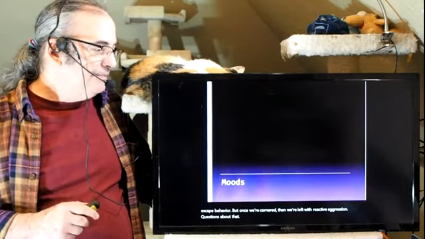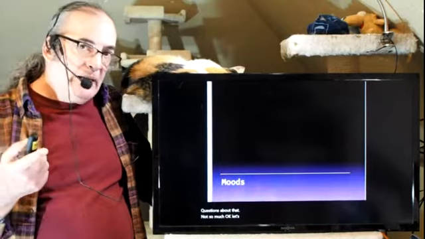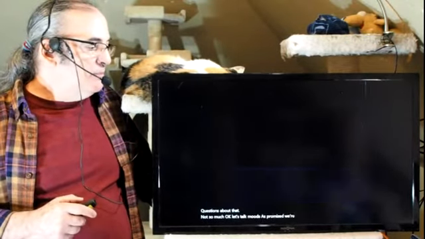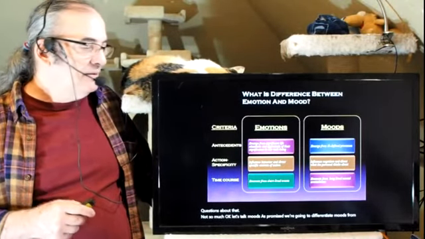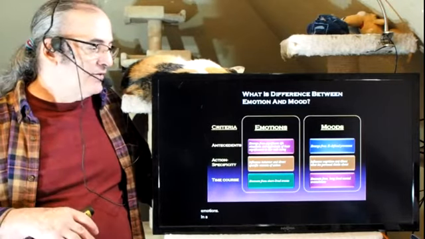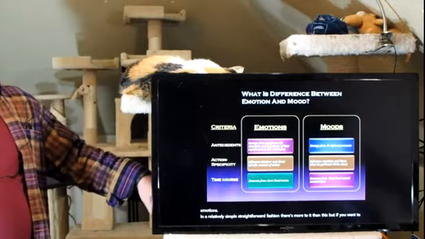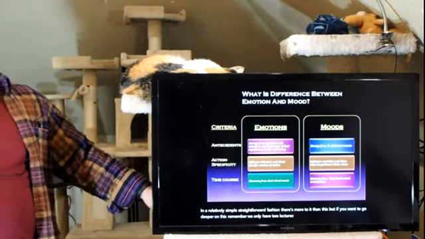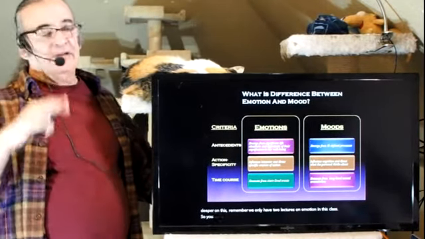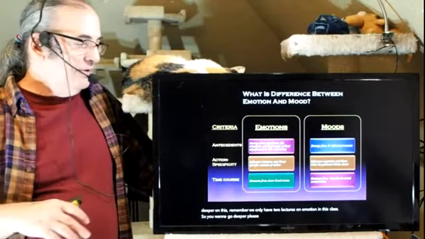Not so much? Okay. Let's talk moods. As promised, we're going to differentiate moods from emotions, in a relatively simple, straightforward fashion. There's more to it than this, but if you want to go deeper on this, remember, we only have 2 lectures on emotion in this class. So if you want to go deeper, please take Psychology of Emotion.